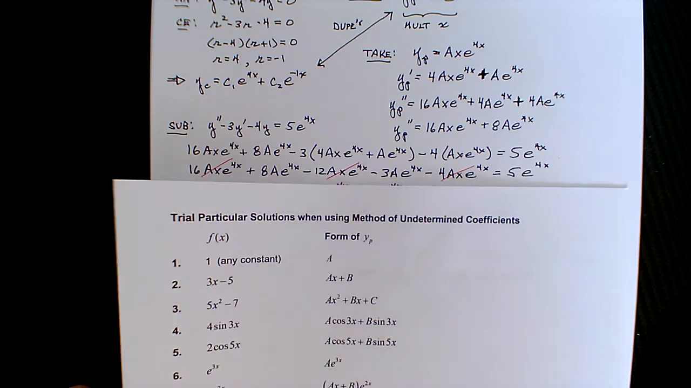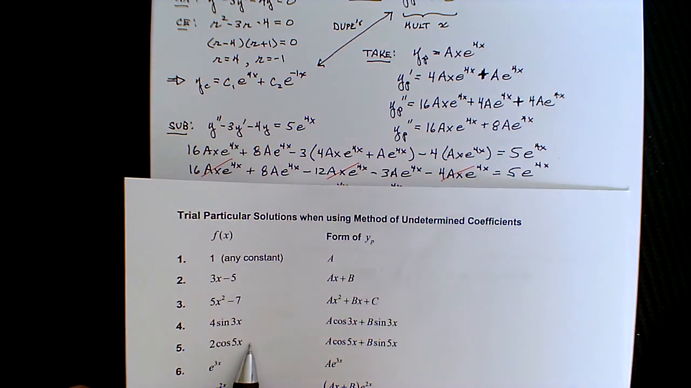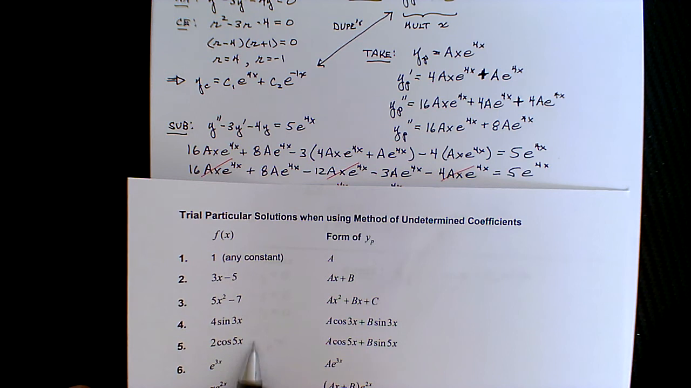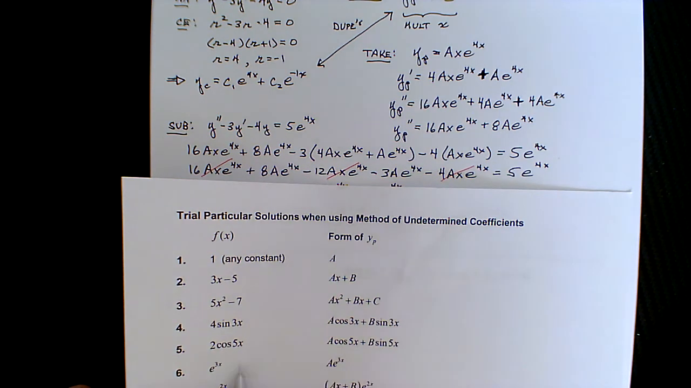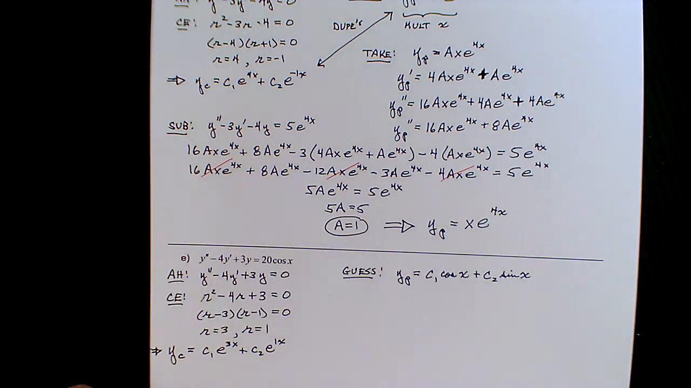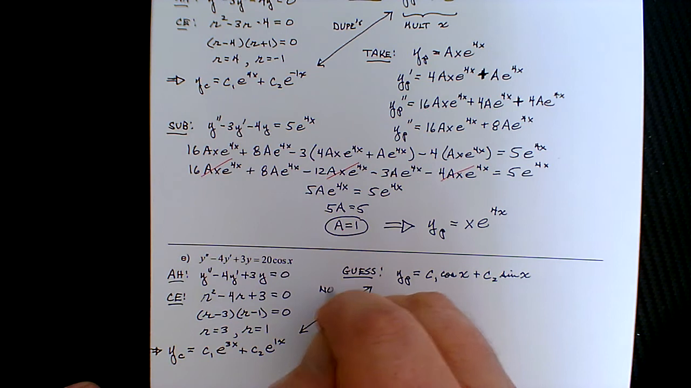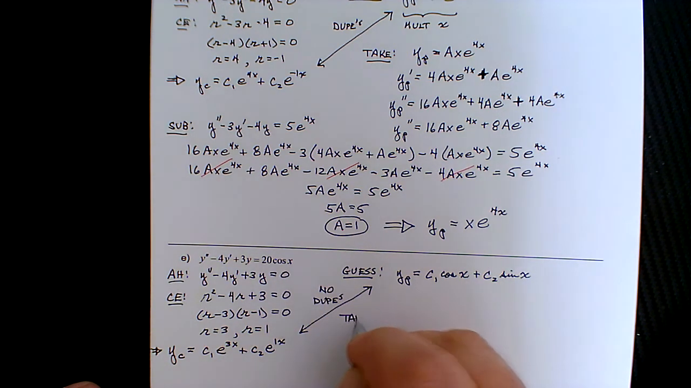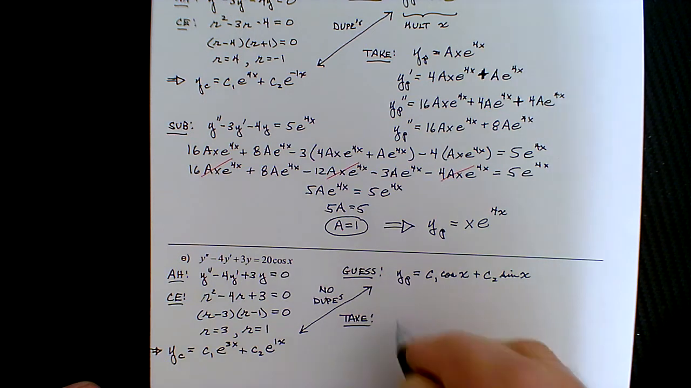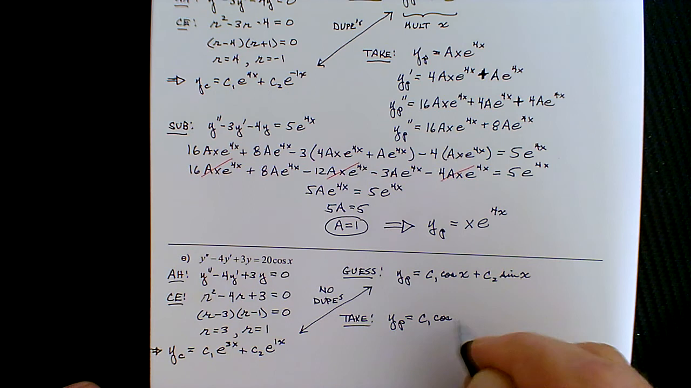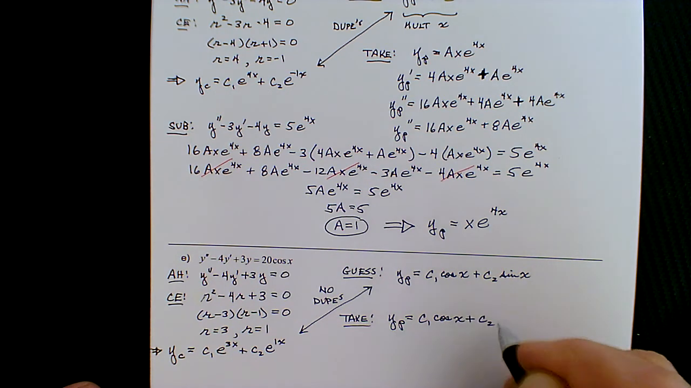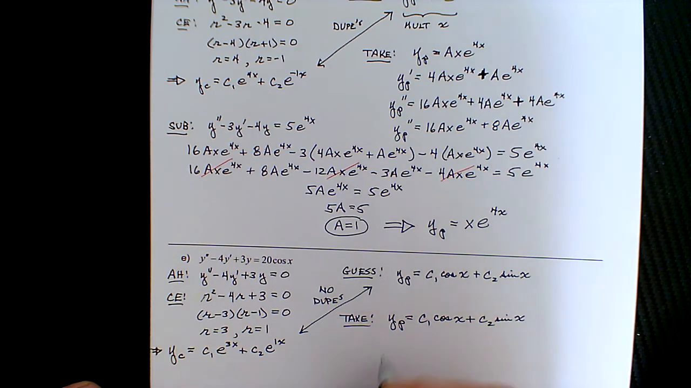And again, even if you had 2 cosine 5x plus 3 sine 5x, it would be the same thing that you include, as long as the arguments are the same. Okay, so then we make a comparison, and there's no duplications. So our guess is good. So we take y sub p to be equal to c1 cosine x plus c2 sine of x.